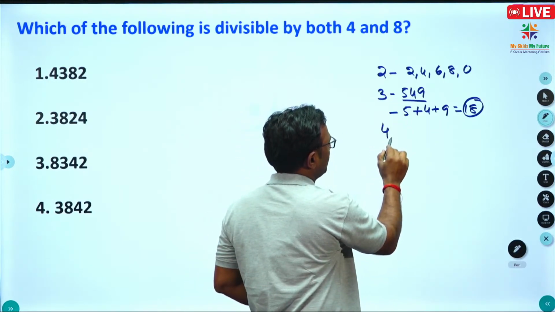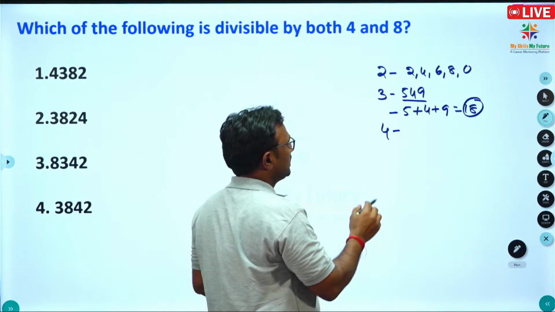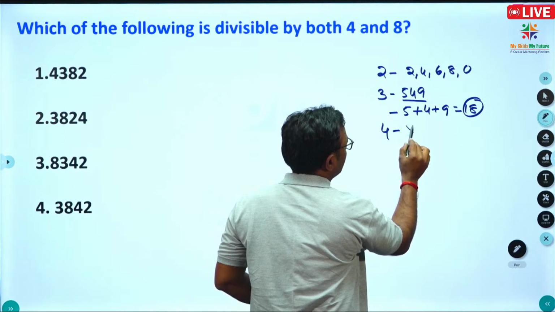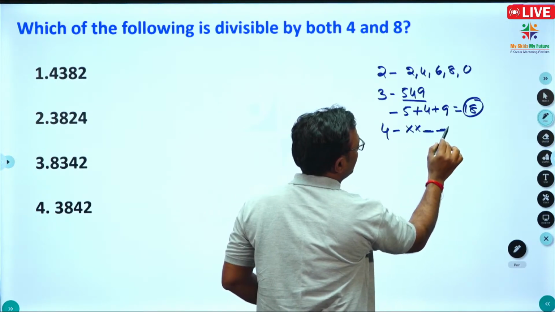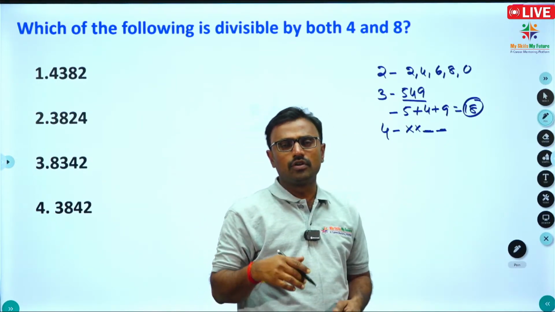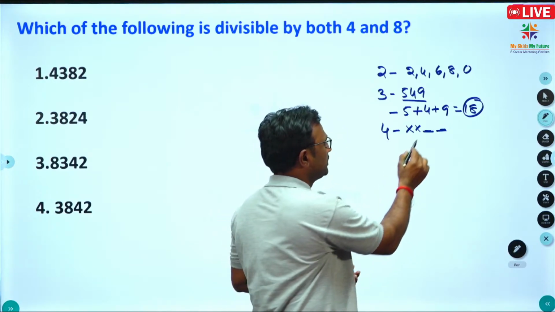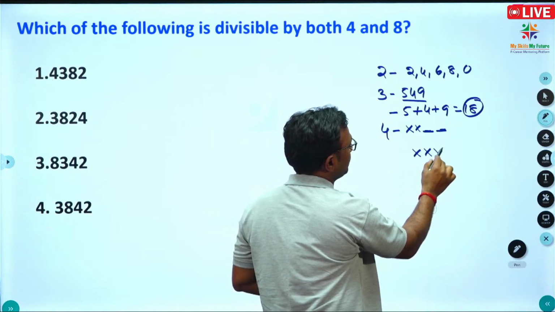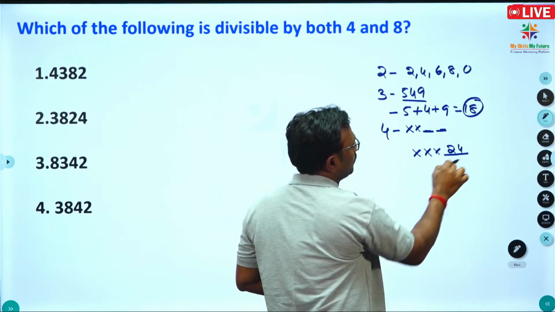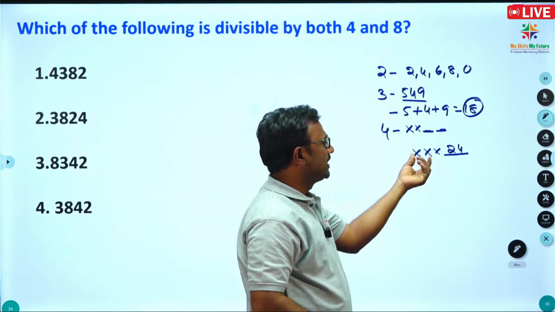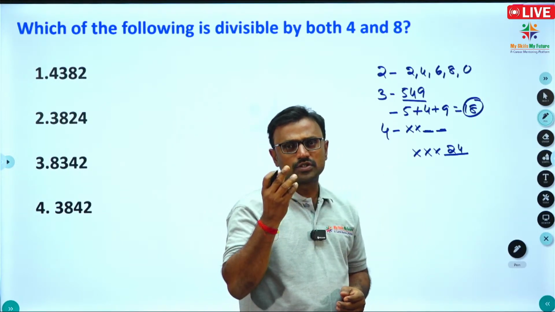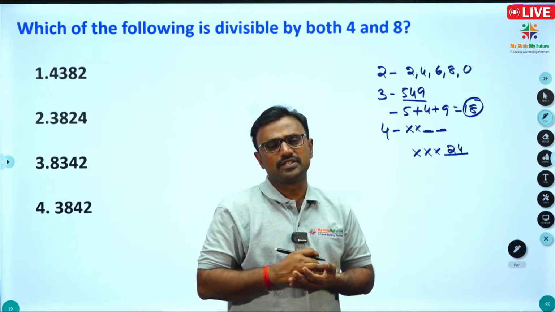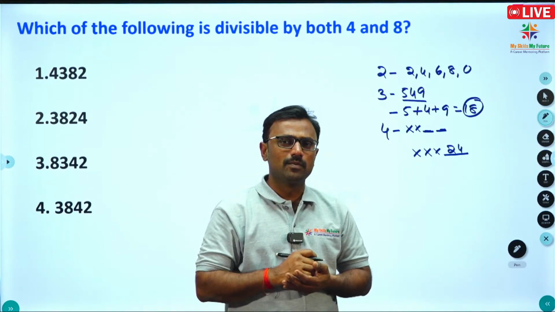What is the divisibility rule of 4? If the last 2 digits of a number are a multiple of 4 or zeros. Suppose the last 2 digits of a number are 24. Then this number is divisible by 4. If the last 2 digits of a number are a multiple of 4 or are 0, then the number is divisible by 4.